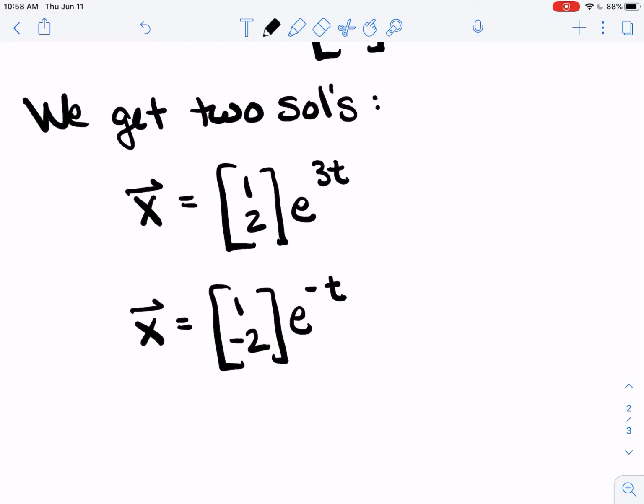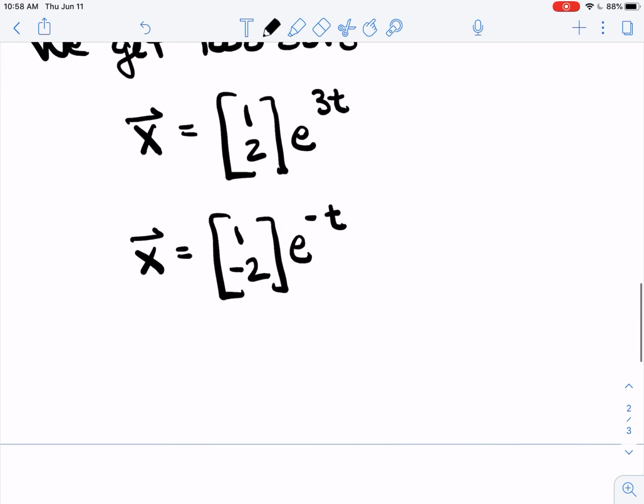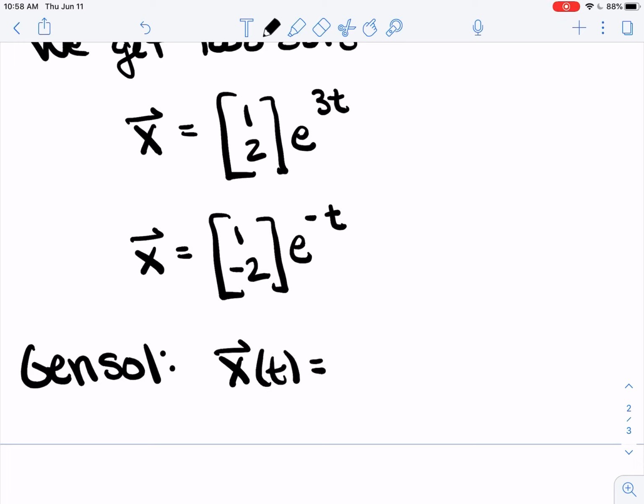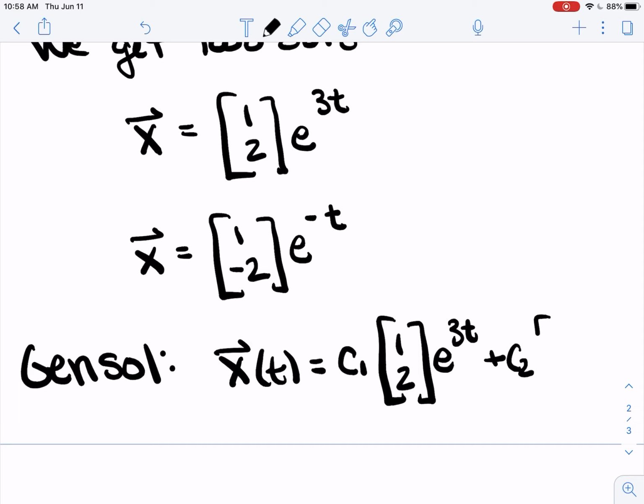Now, to know that we have a general solution, we would need to show that these are linearly independent. And they are. And they always are going to be in this situation where we have distinct real eigenvalues. So we can go ahead and say that the general solution is x of t equals c1 times the eigenvector (1, 2) e to the 3t plus c2 times the eigenvector (1, negative 2) e to the minus t. So there it is. There's our general solution for this system of differential equations.